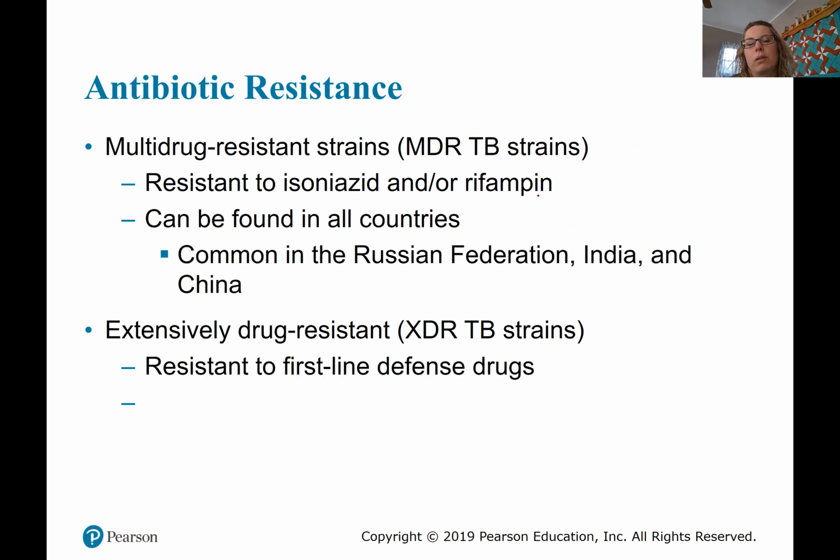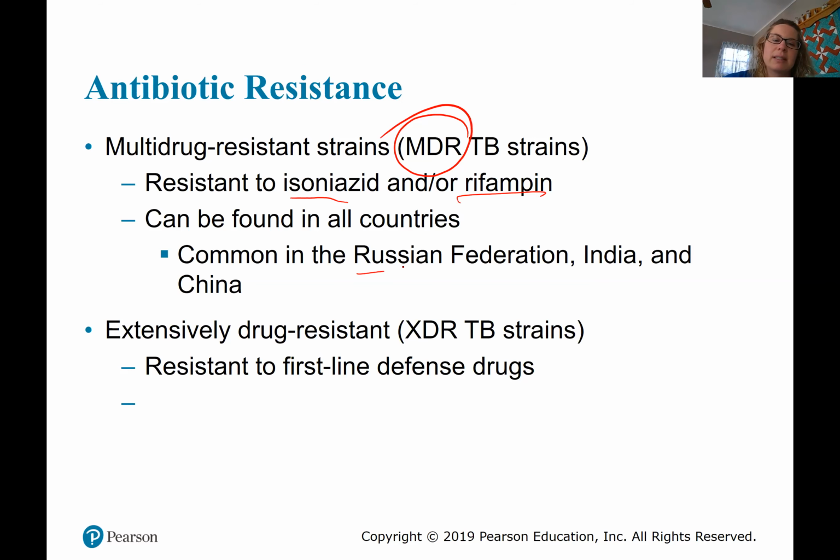Now, one other thing that we learned about tuberculosis is that there is a lot of drug resistance to antibiotics by tuberculosis. Rifampin and isoniazid are two antibiotics that are commonly used to treat acid-fast bacteria like tuberculosis. These MDR strains are resistant to those, though. It's common in Russia, India, and China, and other places in the world, but those are where it's most common.